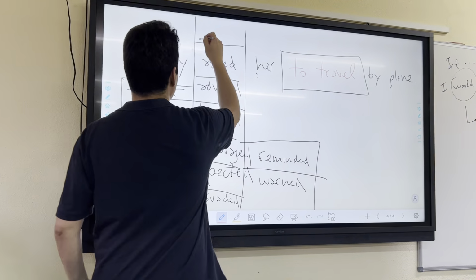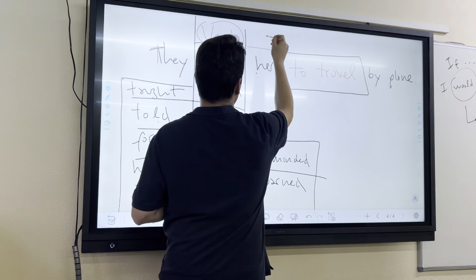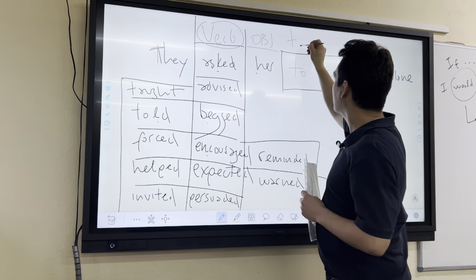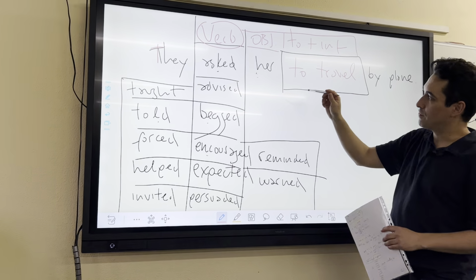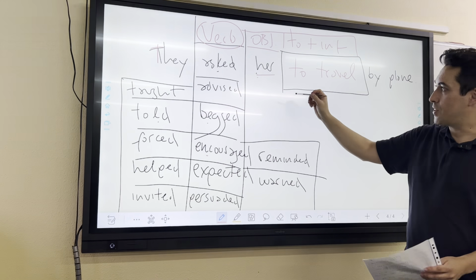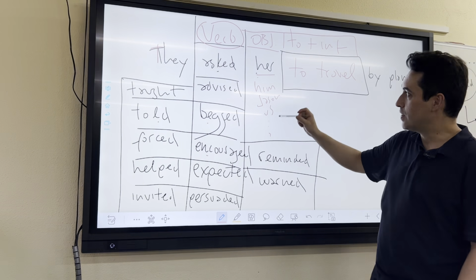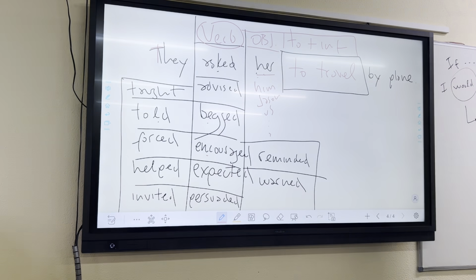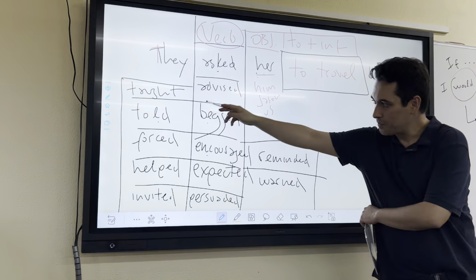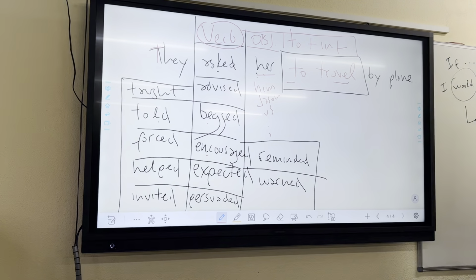So what is the grammatical formula here? The formula is: we have verb, a lot of verbs, we have object, and then we have to plus infinitive. This is the formula, guys: verb, object, to plus infinitive. And remember, the object can be any other thing. It could be her, it could be him, it could be Jason, it could be us. There are many possibilities for objects, all right? Remember, all these verbs require infinitive with to. So far, so good? May I continue?